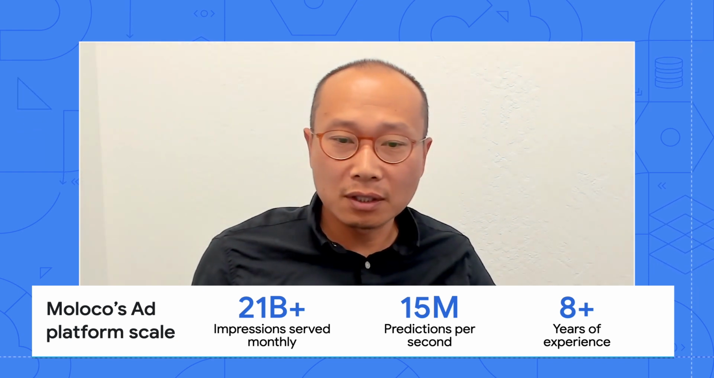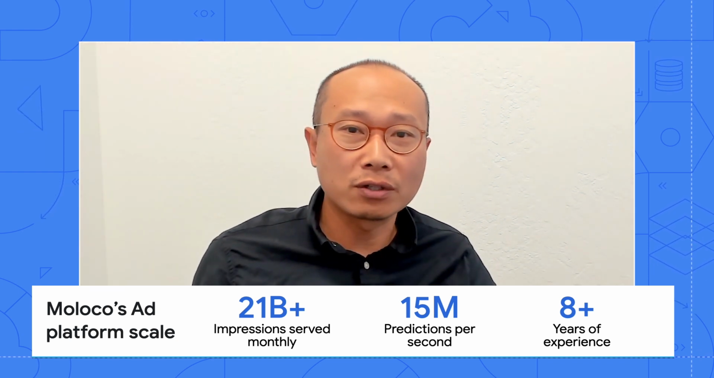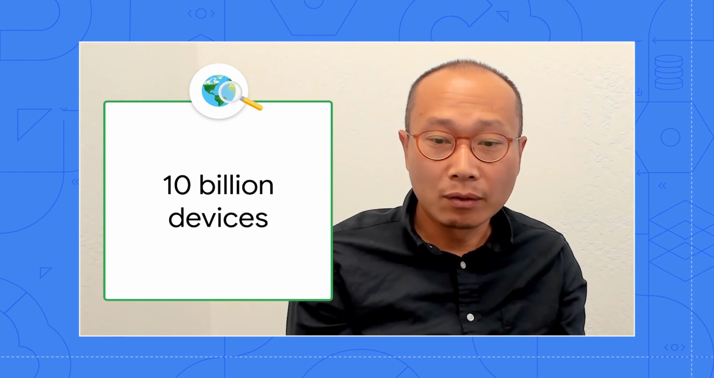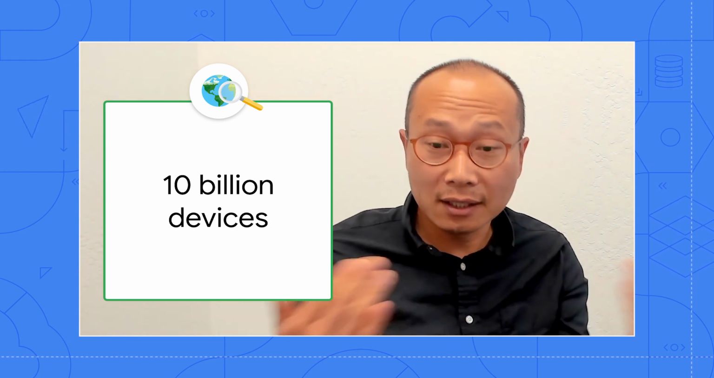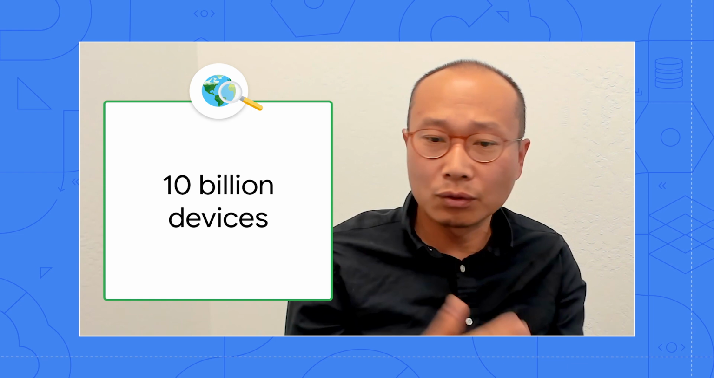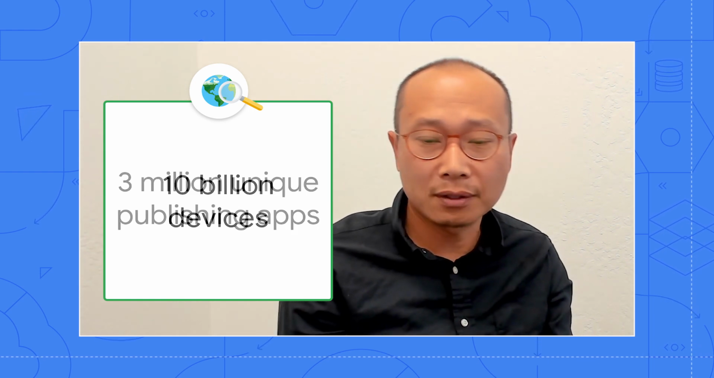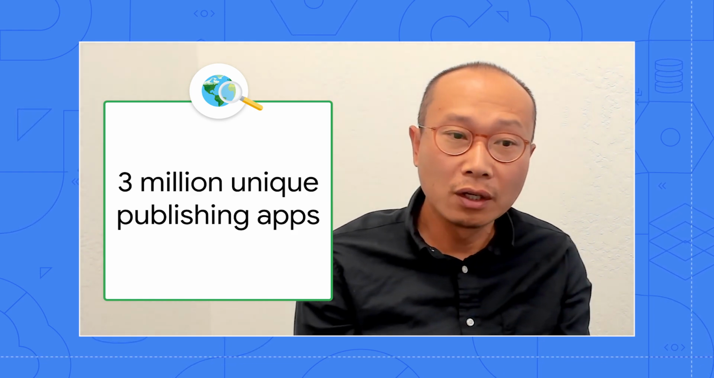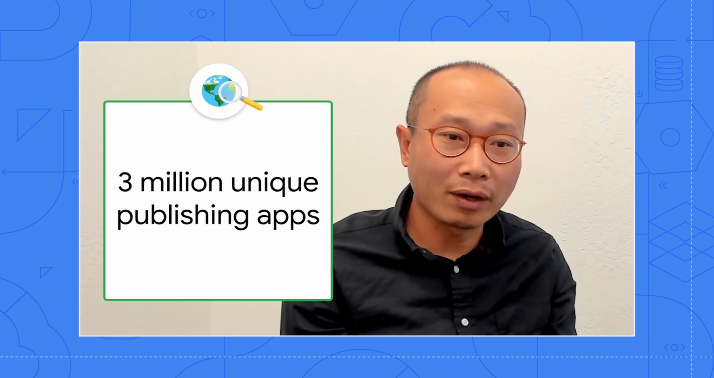And that's because phones are just pervasive. They're so ingrained in our lives, and there are so many people using them all the time. So we're really handling huge scale. For example, more than 10 billion devices reach us through our system every month. We're serving ad inventories coming from about 3 million unique publishing apps. We're running our ad campaigns over 250 countries around the world.